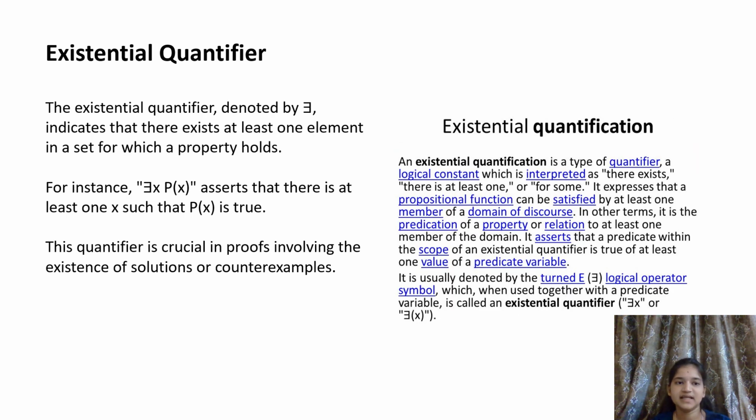And the next quantifier is the existential quantifier. It is denoted by the symbol E, and it indicates that there exists at least one element in the set for which the property holds. For there exists x, p of x asserts that there is at least one x such that p of x is true. This quantifier is crucial in proofs involving the existence of solutions or counterexamples. It is denoted by turned E, which is upside-down E.